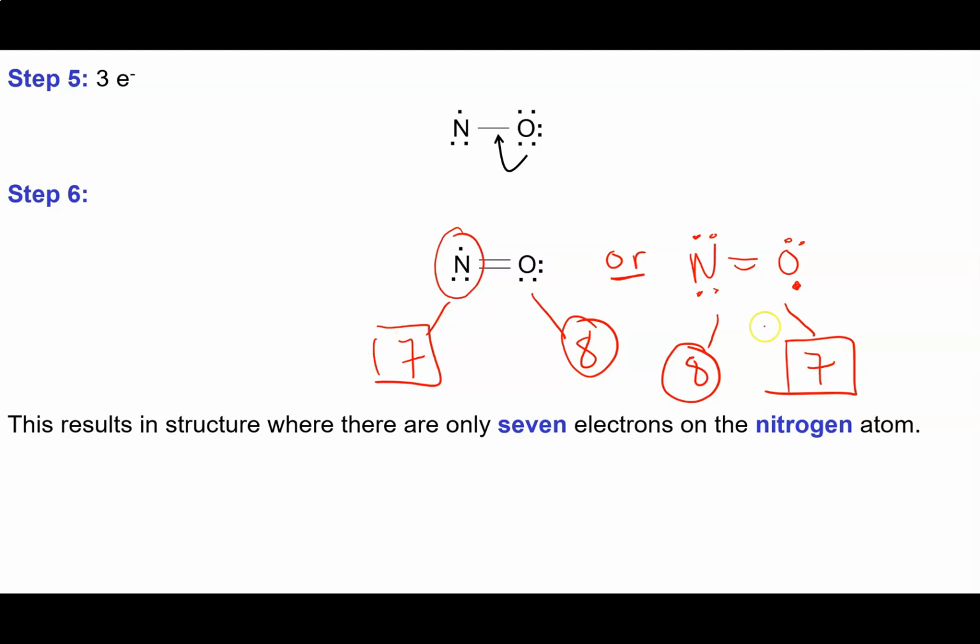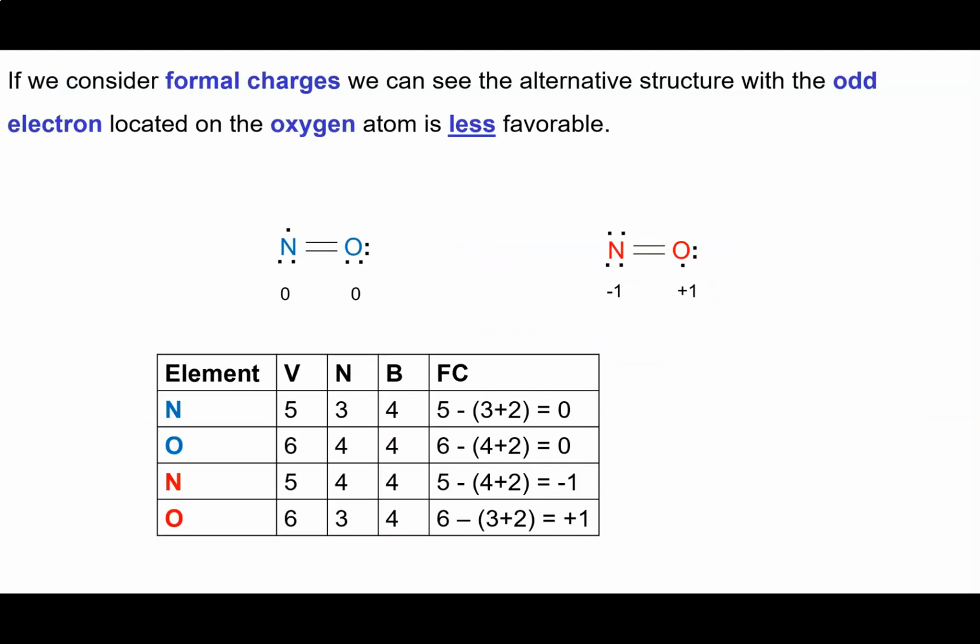What atom is going to miss out? We're always going to have this choice when we can't give every atom an octet: what atom ends up without the octet? So let's have a look at the formal charges for the 2 possibilities. Here's the nitrogen, so we're going to do 5 minus 1, 2, 3, 4, 5. That gives 0. Here's the oxygen, 6 minus 1, 2, 3, 4, 5, 6. That also gets 0. That's a very good Lewis structure, right? Everything is 0.